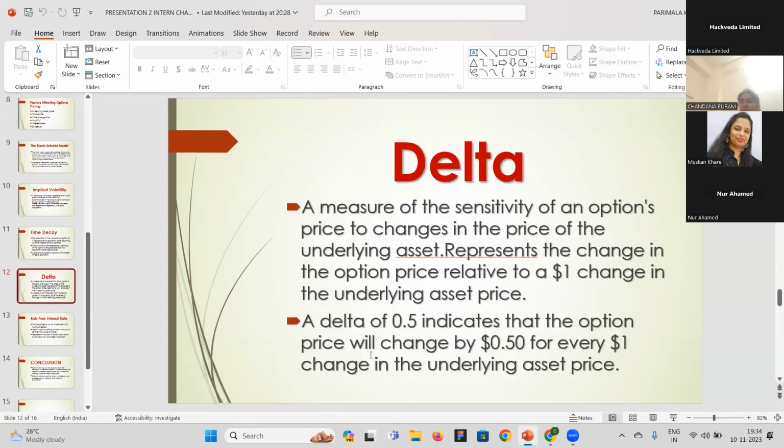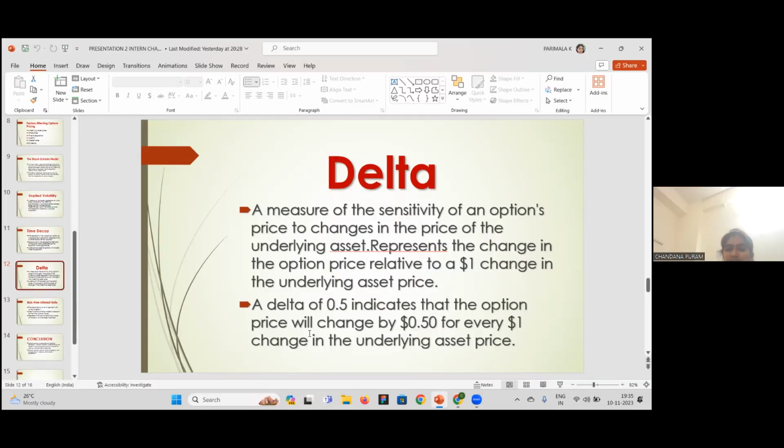Delta means for every $1 change in the stock price, there is a change in the option's price. For example, if the delta is 0.5, then it indicates that for a $1 change in the stock price, there is a $0.5 change in the option's price. So it determines that.